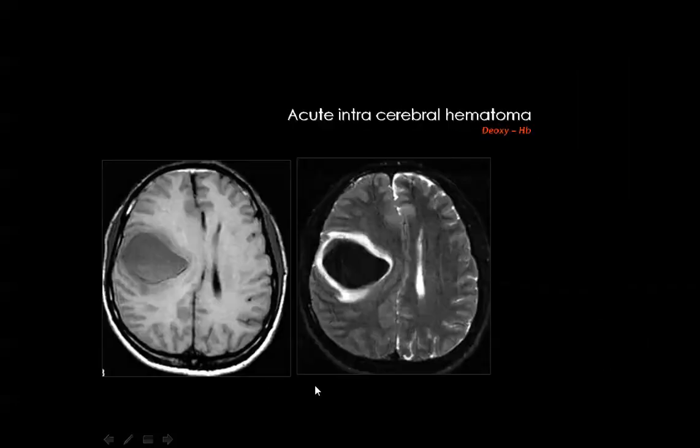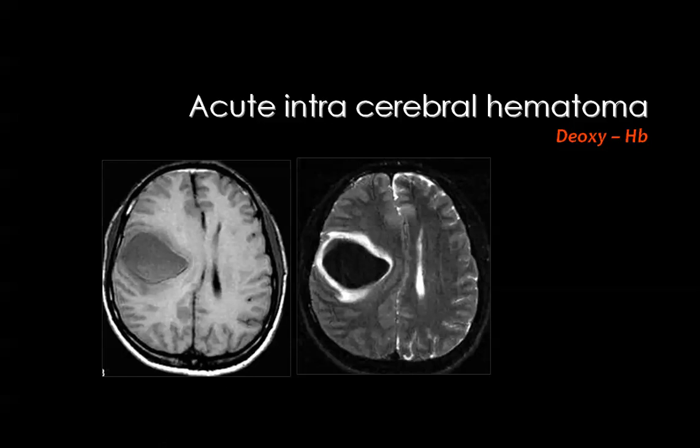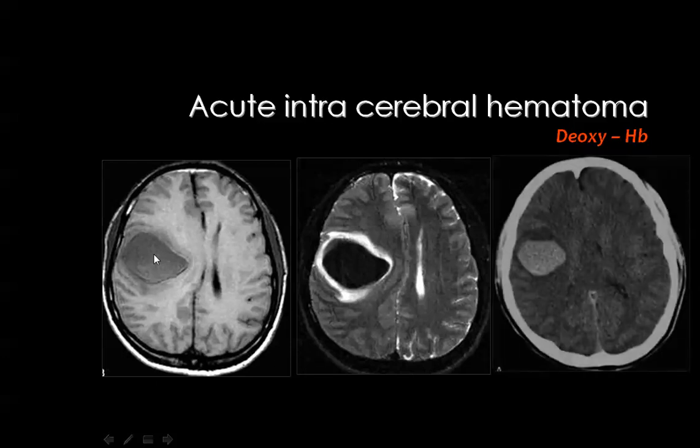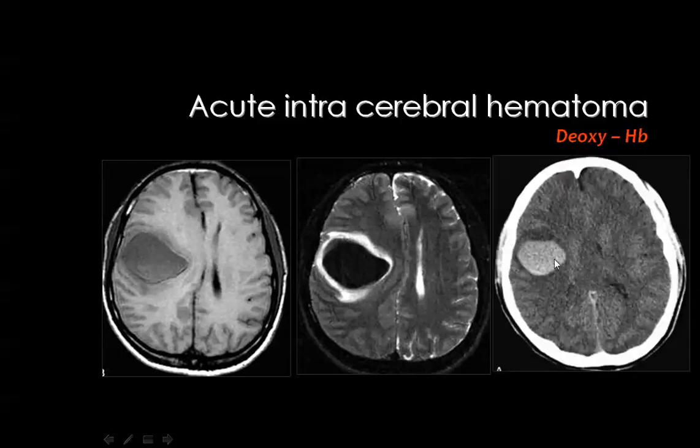Then the acute intracerebral hematoma or the deoxyhemoglobin will appear gray or intermediate signal in the T1 and black signal in the T2. And in the T2, you will see a zone of high signal which represents the edema around the hematoma. And this is the acute blood, and this acute blood is easily identified on the CT scan.